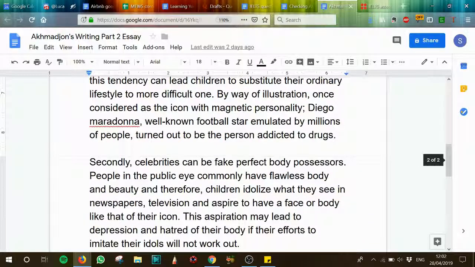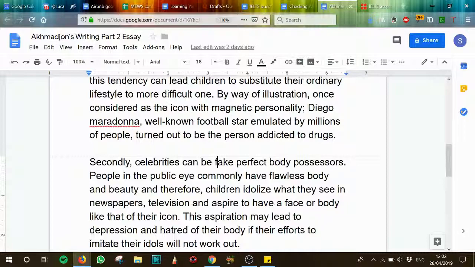Another one is fake perfect body possessors. It's a good attempt at creating a complex noun phrase, but it doesn't really work. Fake perfect body almost works kind of, but it sounds a little bit strange. Perfect body is a really good collocation. Fake perfect body is not so good. It's maybe possible, but not very common.